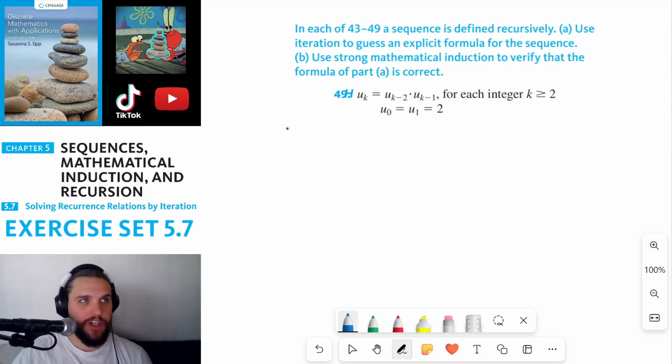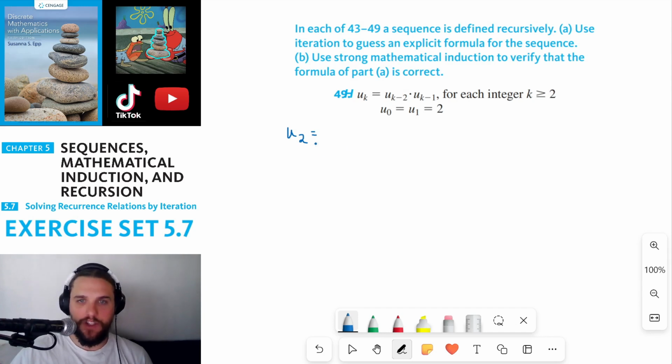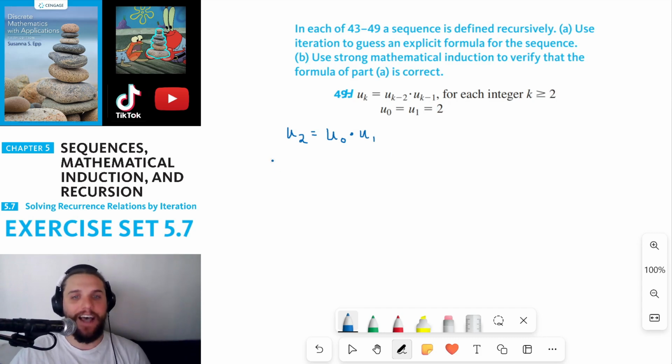Let's use iteration. This is my favorite way of solving recurrence relations. The way it works is we solve for u sub 2 in terms of our initial values here, u sub 0 and u sub 1. So according to the recurrence relation, since 2 is greater than or equal to 2, we can apply the recurrence relation. This says that u sub 2 equals u sub 0 times u sub 1. Now, I'm not going to substitute the values of u sub 0 and u sub 1, which is 2. I'm just going to leave it as is.